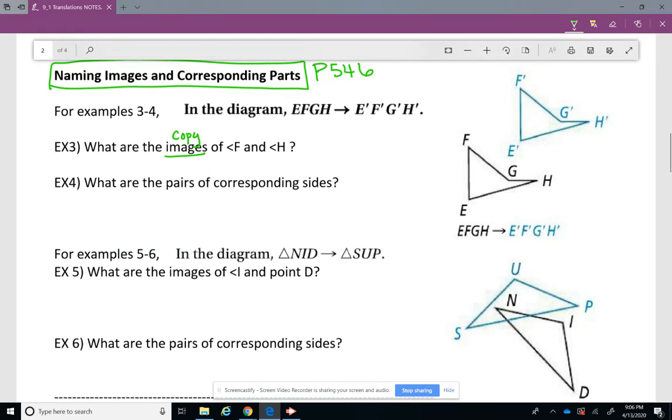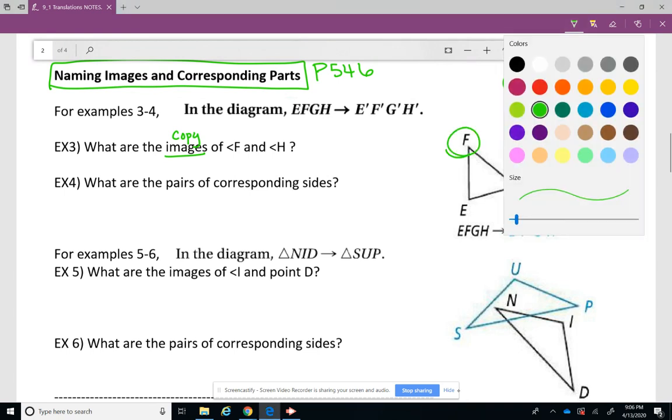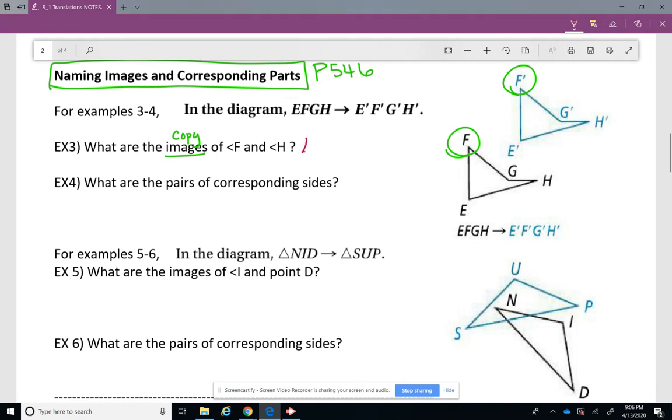So think about it. I mean, this is pretty simple. Look over there. What's a copy of angle F? It's F prime. Okay, so angle F prime. And what are the images of angle H? All right, well, here's H, and so here is its image. So that's going to be angle H prime. Makes sense, right?